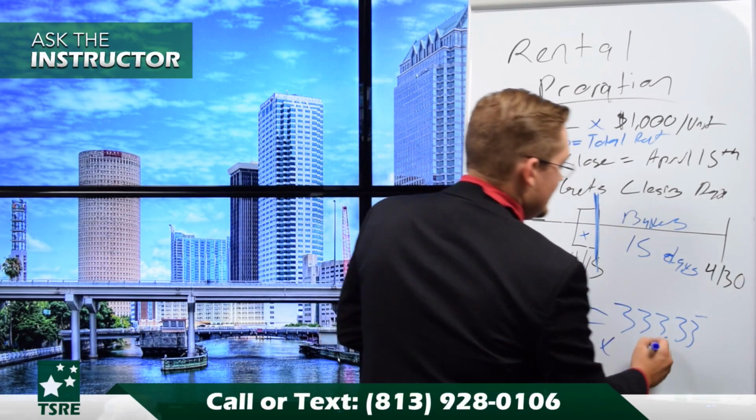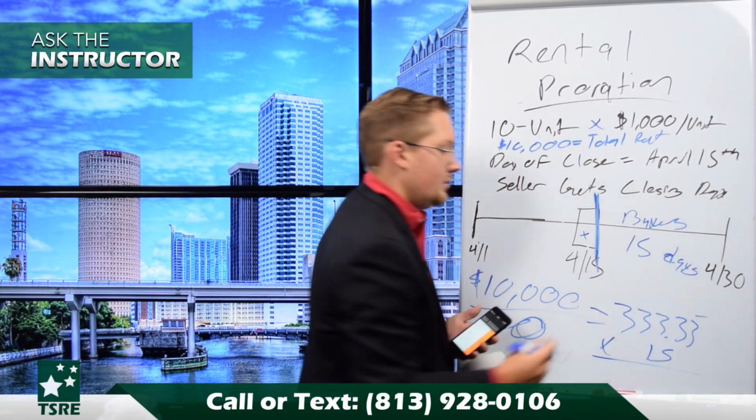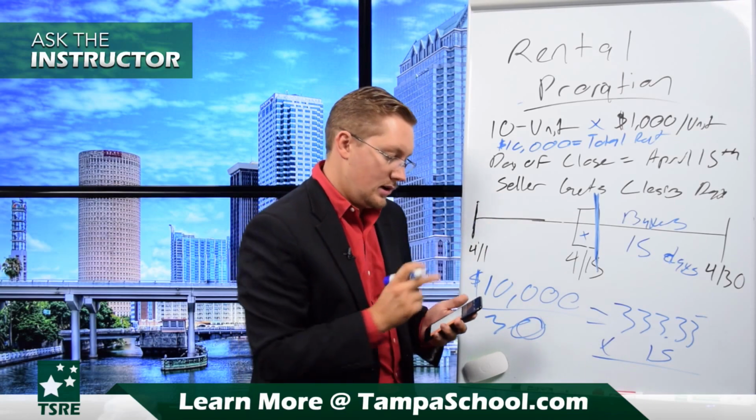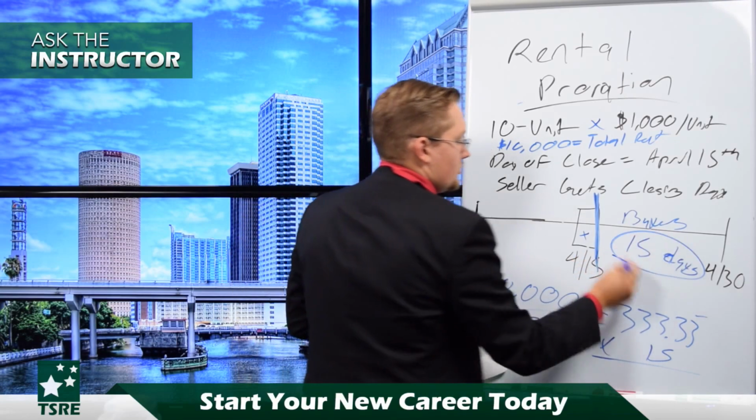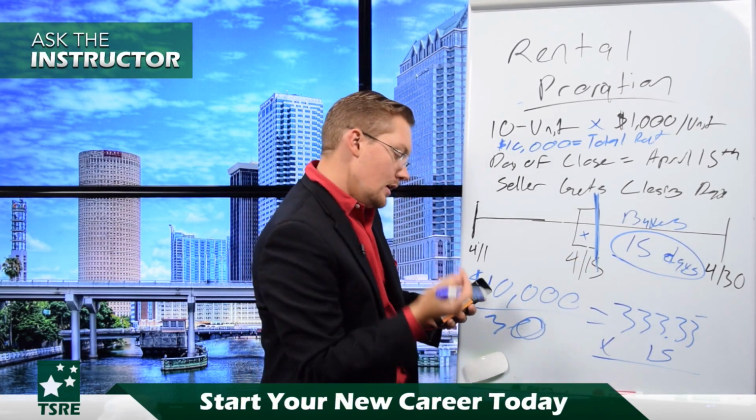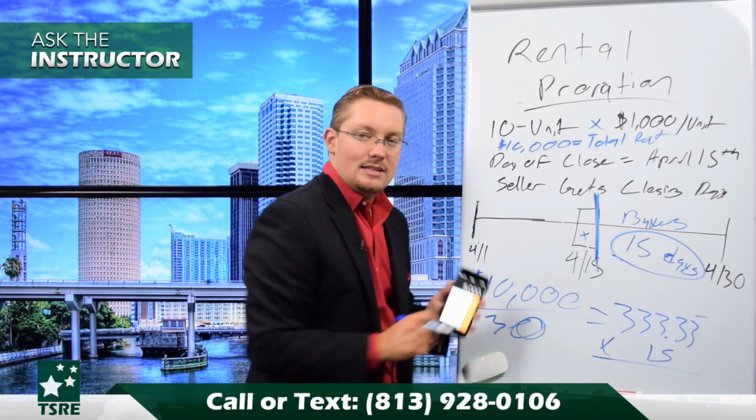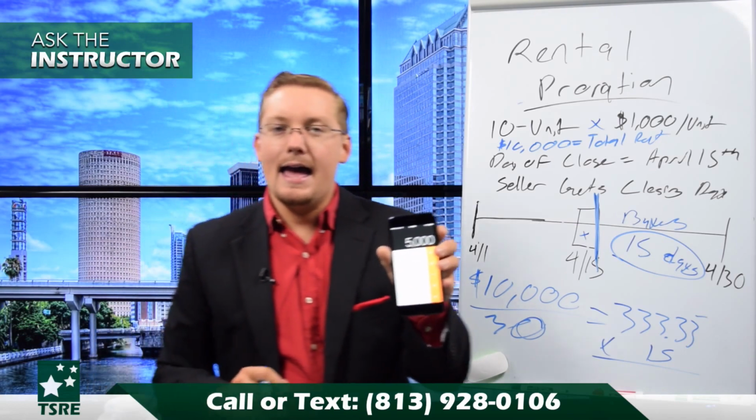And we've got 15 days that we're dealing with here. So we're going to take that 333.33, which was our daily rate, how much every single day was worth, and now multiply it by the 15 days we're trying to find the calculation for. So 333.33 times 15 days ultimately gives us, boom, a nice even $5,000.